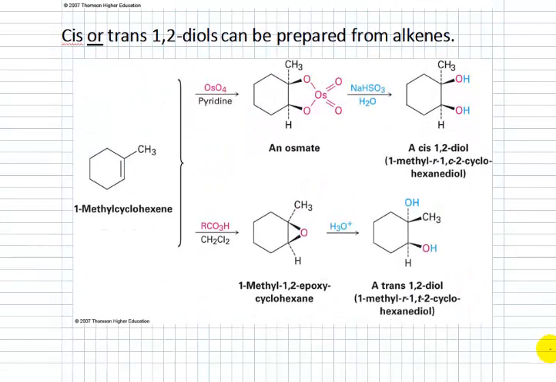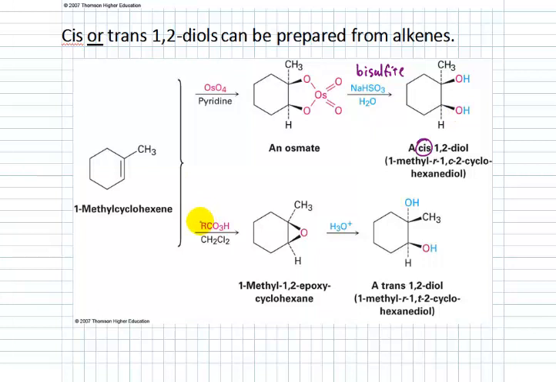We can make 1,2 diols, either cis or trans. The cis diol comes from osmium tetroxide. It forms this osmate intermediate with two O's going the same direction, which is broken up. It's reduced by bisulfite, NaHSO3. So it's a reducing agent. It adds the H's to those. It breaks up that cyclic osmate and puts two OHs on one side. To get a trans diol, we use peroxy acid.